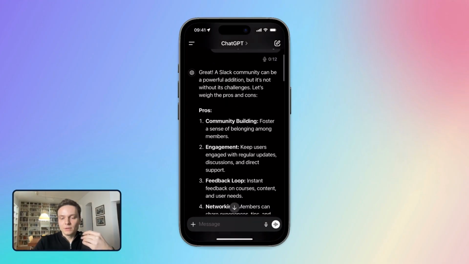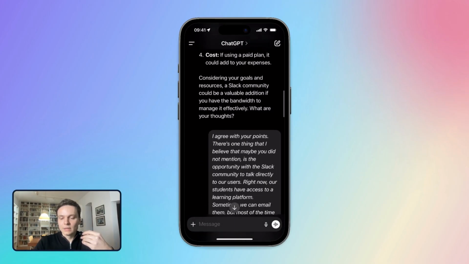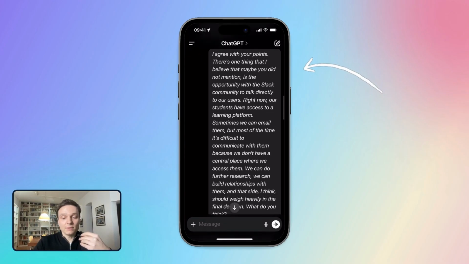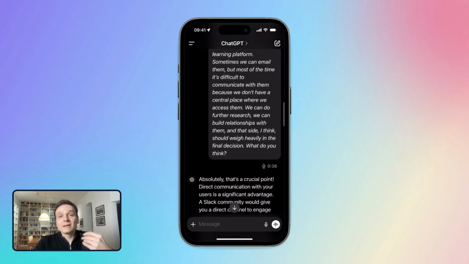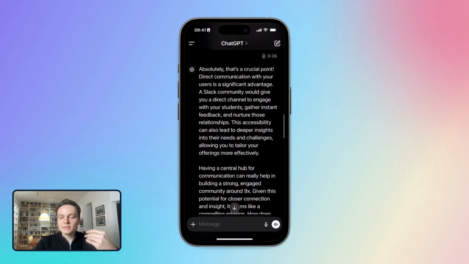And then what you see below is the conversation that we had. So it started with a list of pros and cons. Then I agreed with some of the points. There was something that ChatGPT didn't think about, is an opportunity for us to talk directly to our users. So right now, we don't have a direct channel to our users, and that would be an opportunity, even though maybe a Slack community is a lot of work. And so we have this discussion.